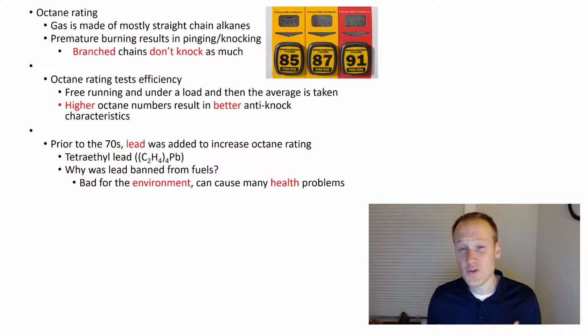Prior to the 1970s, one thing we did to increase the octane rating was to add tetraethyl lead. This is a compound that has lead in it, and now we know that lead is horrible for the atmosphere and for the environment. So the government requires that all lead is removed from gasoline, and that's why we have unleaded gas. We had to develop other ways to get anti-knocking gasoline instead of putting these lead compounds in there.